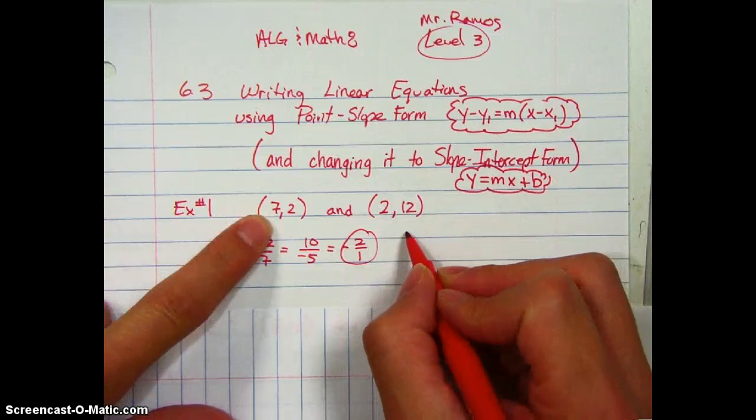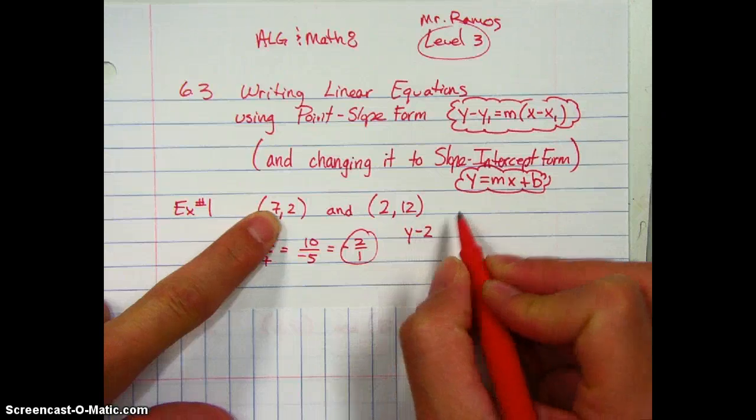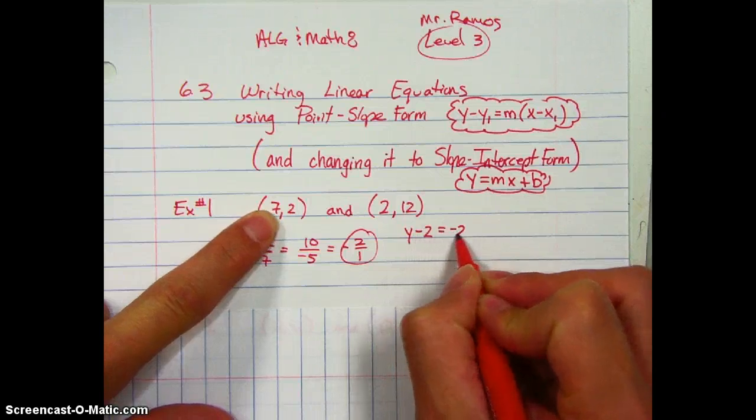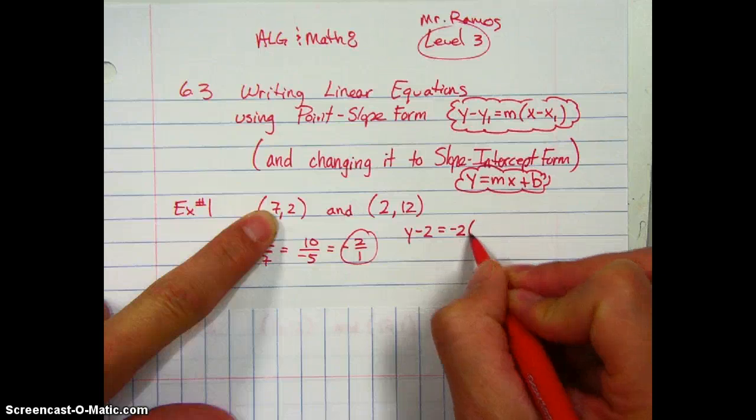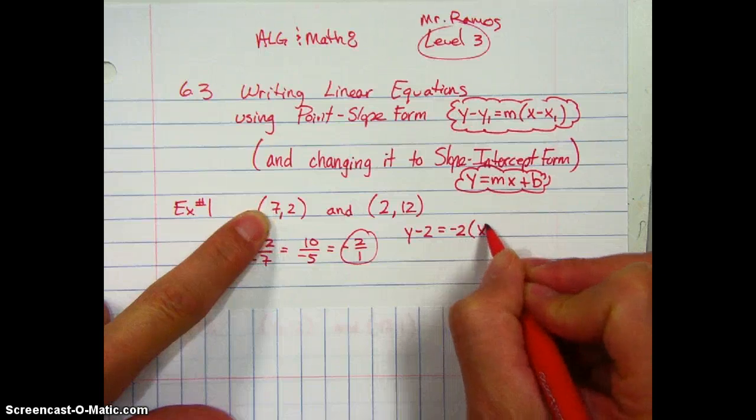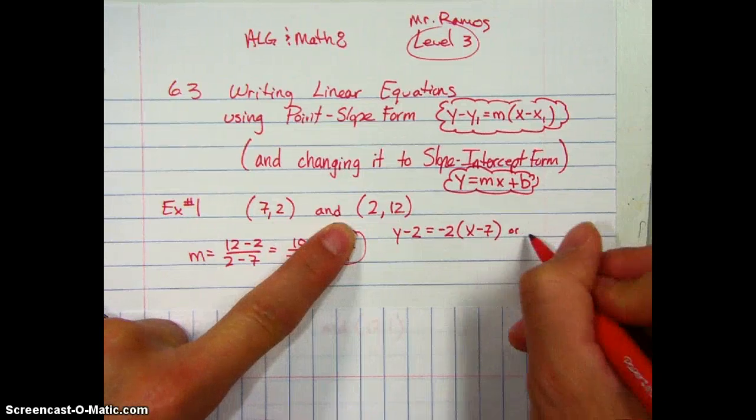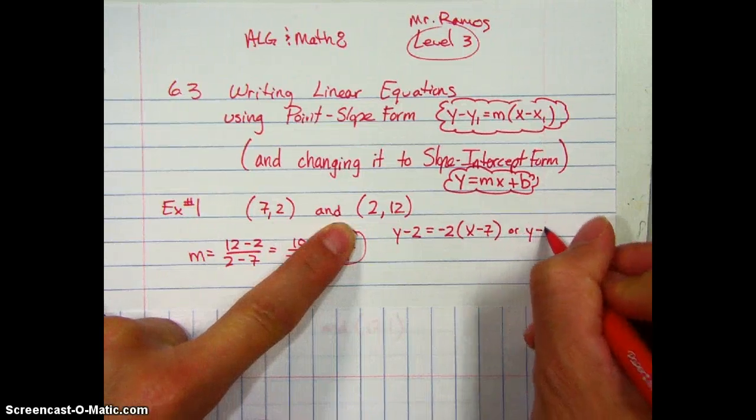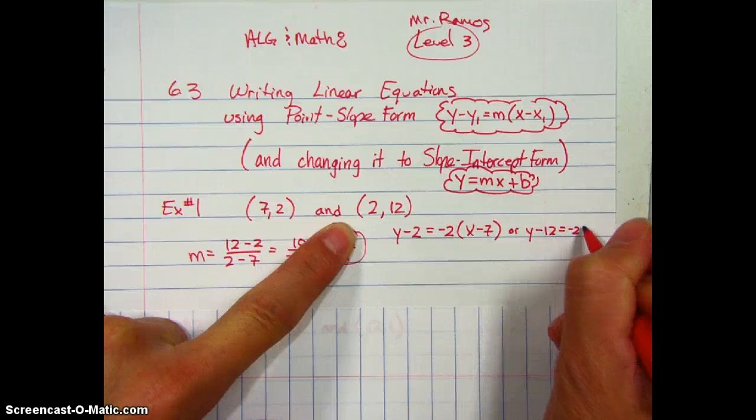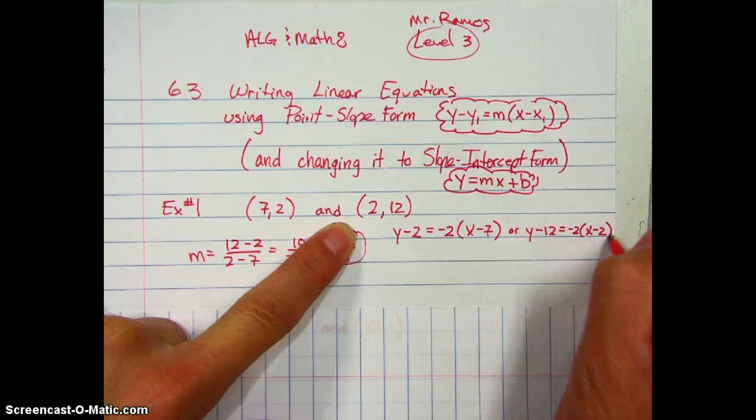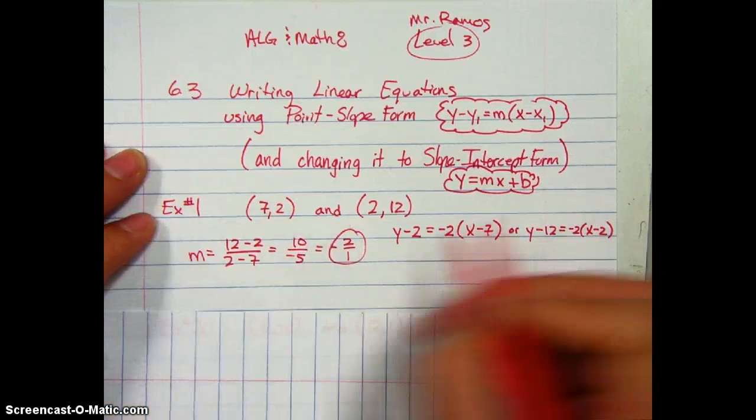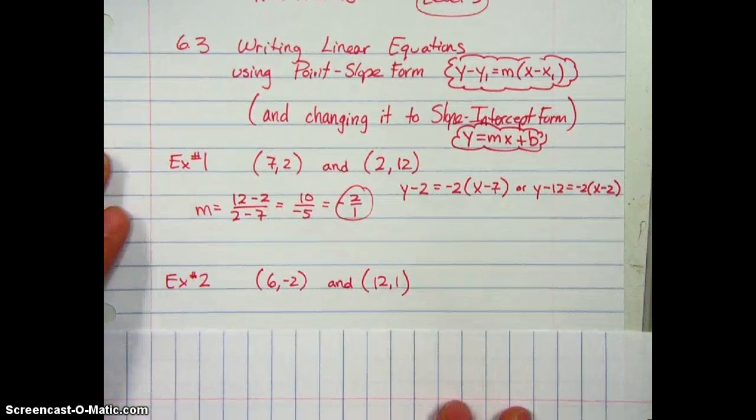So here's one. If I use this one here, it's going to go y minus my y value equals my slope. I don't have to leave it as a fraction. Times the quantity x minus my x value. Or I could use this other point and use y minus 12 equals my slope x minus 2. All right, and those would be my two answers there. Now let's take a look at another example.